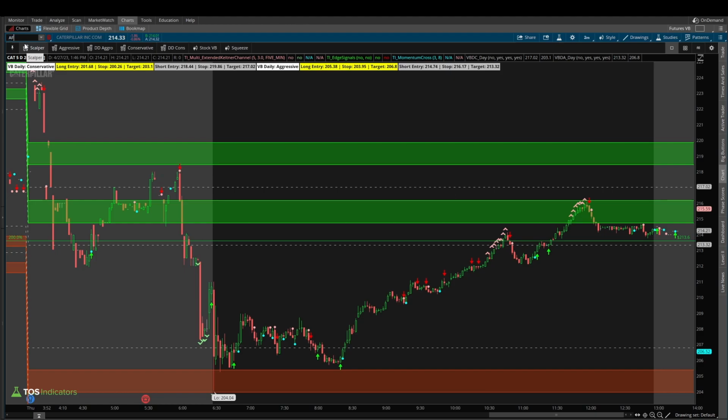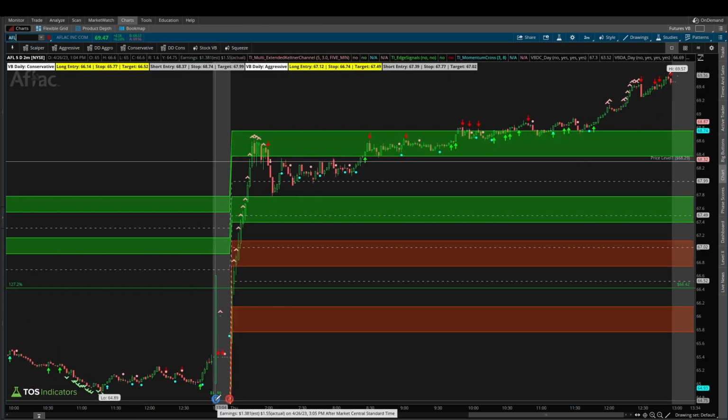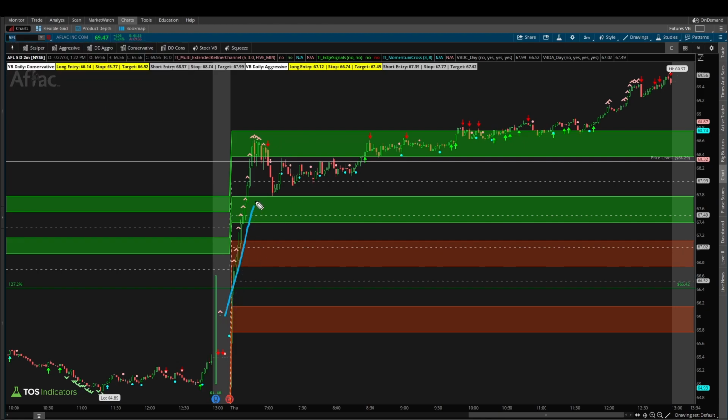Now, speaking of risk to reward, I think this might be a good segue for Aflac. Aflac here also reported earnings, also had an earnings beat, but here, even though we had an earnings beat, we were still looking to get short Aflac as it had hit our conservative volatility box zones.